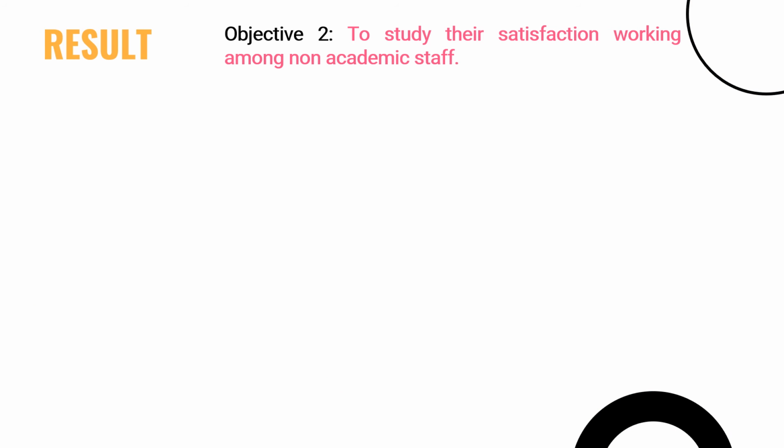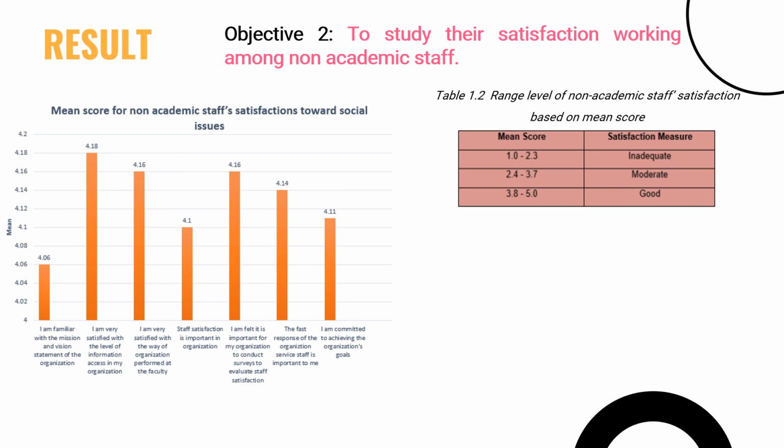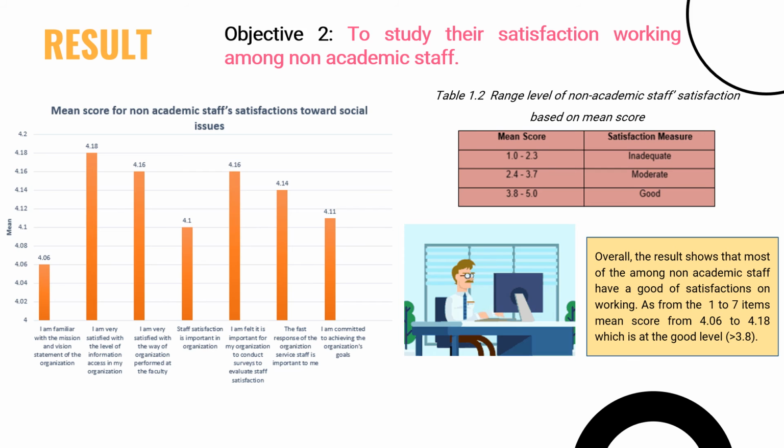For the second objective, which is to study their satisfaction with working among non-academic staff, the graph shows the mean score for non-academic staff satisfaction towards social issues. From table 1.2, we can conclude that most of the non-academic staff have good satisfaction with working. For items 1 to 9, the mean score is from 4.06 to 4.18, which is at the good level, greater than 3.8. It shows that non-academic staff know social issues well regarding satisfaction with working.